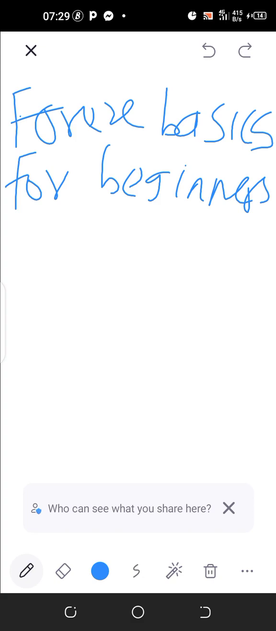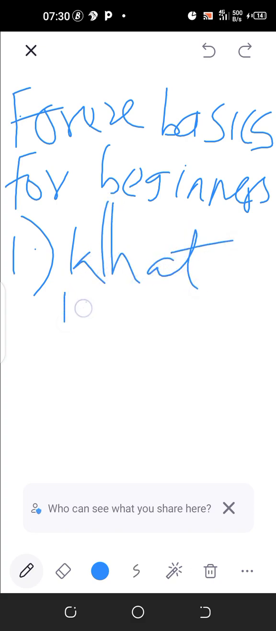So first of all, let's talk about forex basics for beginners. First of all, the major thing you should know as a beginner trader is that you cannot be coming into something you don't have an idea about. What is forex? You need to have that question in your head. Forex, as the name implies, is foreign exchange.